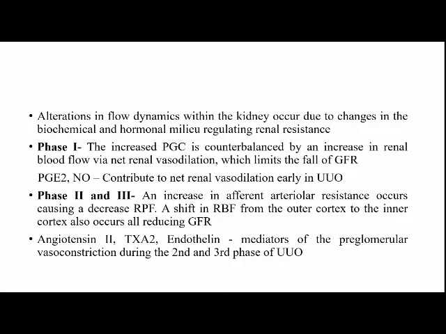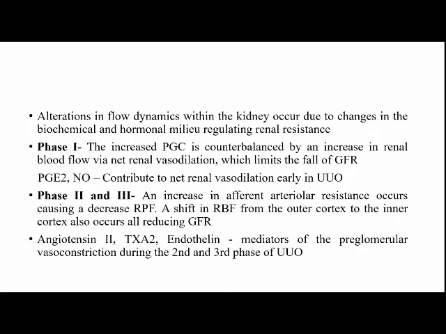Because of this, there will be net renal vasodilatation early in the unilateral obstruction. What happens in phase 1, phase 2, and phase 3 is there is an increase in afferent arteriolar resistance, causing a decrease in the renal plasma flow. Gradually, the shift in renal blood flow from the outer cortex to the inner cortex occurs, gradually reducing the glomerular filtration rate.